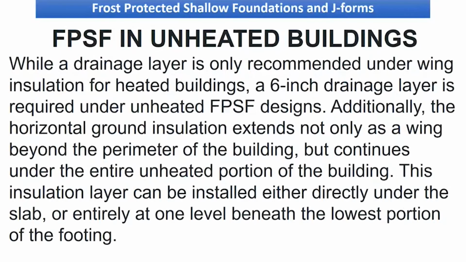So when we're doing this in an unheated building, a drainage layer is only recommended under wing insulation for heated buildings. A 6-inch drainage layer is required under unheated shallow footing designs. Additionally, the horizontal ground insulation extends not only as a wing beyond the perimeter of the building, but continues under the entire unheated portion of the building. This insulation layer can be installed either directly under the slab or entirely at one level beneath the lowest portion of the footing. So let's demonstrate this now graphically.